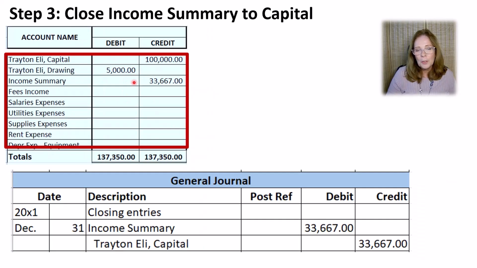For the third closing entry, we confirm that the income summary account matches the net income from the worksheet of $33,667, which it does. It's easy though to make a mistake, and this is just another checkpoint to say, hey, are you sure you closed all the income statement accounts? In our case, since it matches, we can now transfer the income summary balance of $33,667 to the capital account. We do that by debiting the income summary account for $33,667 and crediting Trayton Eli Capital.